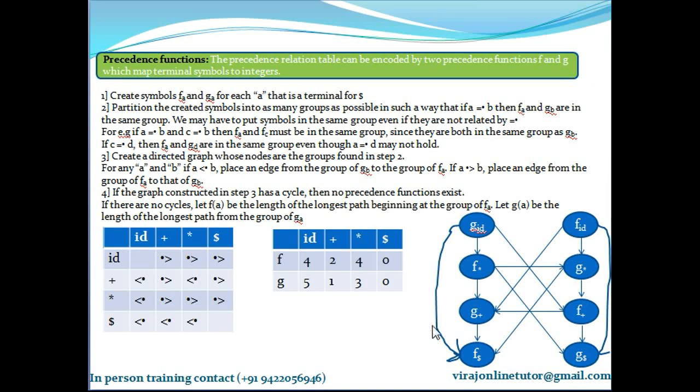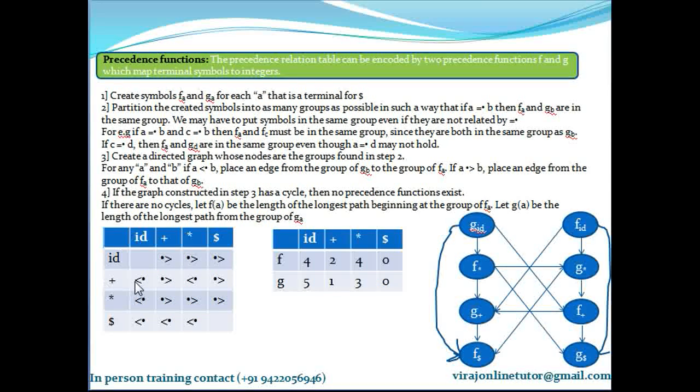So let's draw these arcs. The first step is I have f of id, g of id, f of plus, g of plus, f of asterisk, g of asterisk, f of dollar, g of dollar. Second point says if there is equal to, place f of left hand side and g of right hand side in one group. But since I don't have any equal to signs, each of these nodes are disjoint nodes. Point number 3 says let's mark the arcs. id is greater than plus. So mark an arc from f of id to g of plus. Mark f of id to g of asterisk. Mark f of id to g of dollar.